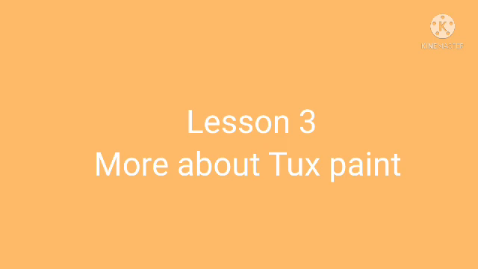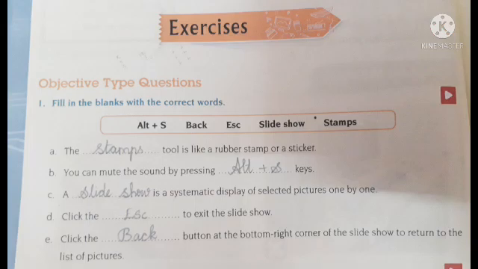So children, third chapter is more about Paint 3D. So we can see the book exercise first. So first one, we have the fill in the blanks. First question, the stamp tool is like a rubber stamp or a sticker.